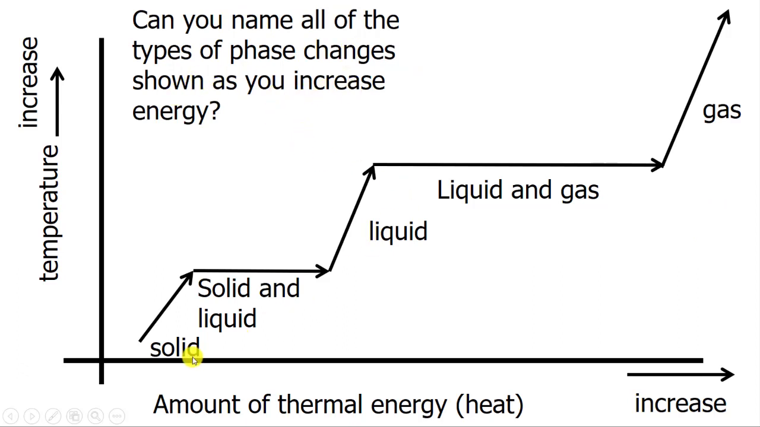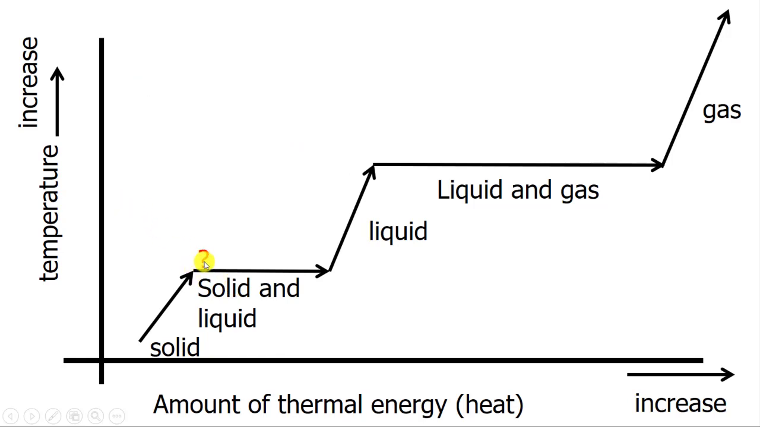Now, let's go through and name all of the types of phase changes shown as you increase energy in this case. So we're here from a solid to a solid and a liquid. What is this phase change called, going from a solid to a liquid? Of course, that's melting. Now we have a liquid, and we're going to change that from a liquid to a gas. That is called vaporization.